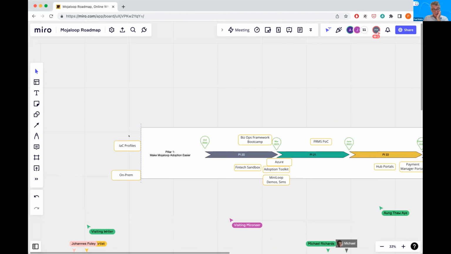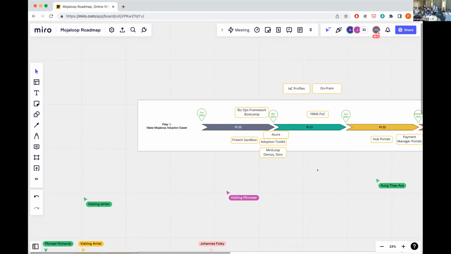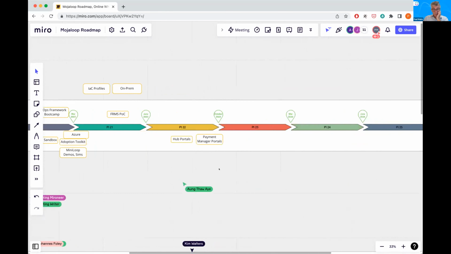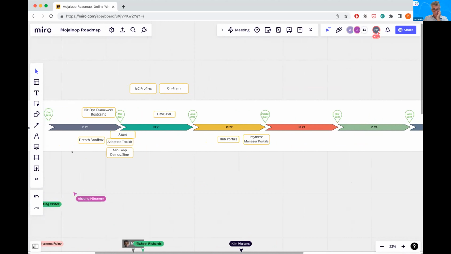These two, IAC profiles and on-prem, I don't feel qualified to put in anywhere. I really need David Fry to decide when we might have some progress on that. Paul, it will only happen as part of an implementation program. So your guess is as good as ours. Okay, fine. That's a good enough answer for now. I'm quite happy with that. We've pushed an awful lot too early, so we need to try and spread things out a bit. So we probably need to move the adoption toolkit out, simply because we're trying to take on too much at once there.